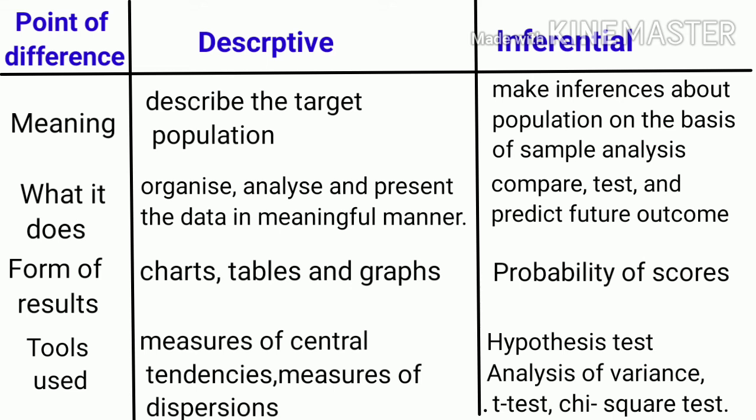Descriptive statistics uses various tools in the analysis like measures of central tendency, that is mean, median and mode, and measures of dispersion like variance, standard deviation, range, quartile deviation, mean deviation, etc. Whereas inferential statistics uses tools in making inferences like hypothesis test, analysis of variance, t-test, chi-square test, etc.